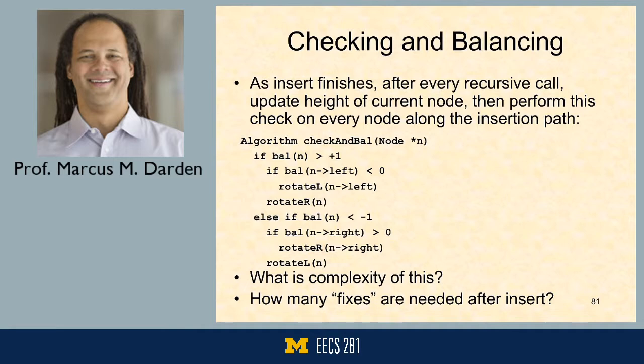What's the complexity of this check and balance? Complexity is clearly constant. There's no inkling of how many other nodes are in the tree. All we're looking at is, hey, what's going on with my child? We've already discussed that these rotations are constant time. So then, how many nodes could I possibly need?